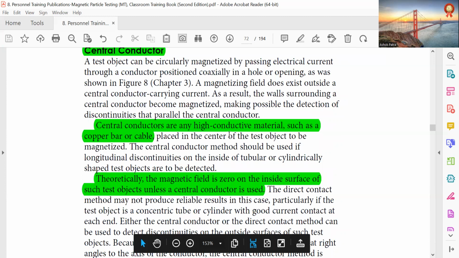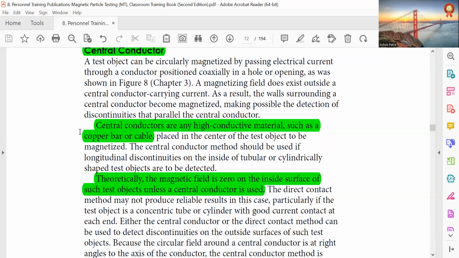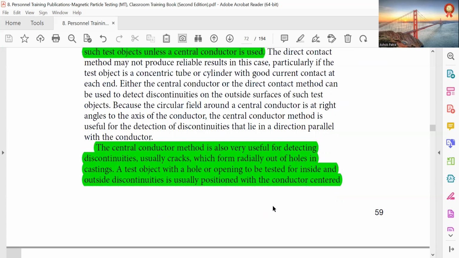Central conductors are any highly conductive material such as a copper bar or cable. Theoretically, the magnetic field is zero on the inside surface of such test objects unless a central conductor is used. The central conductor method is very useful for detecting discontinuities, usually cracks, which form radially out of holes in castings.